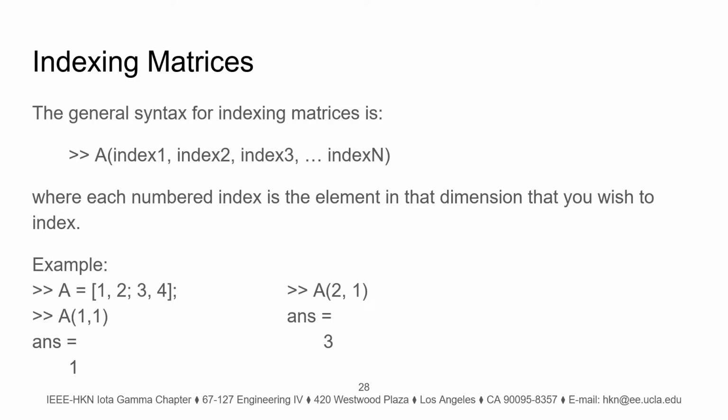General syntax for indexing matrices is A(index1, index2, index3, etc.) to index n, where each number indexed is the element in that dimension that you wish to index. For example, here we have A, 1, 2 in the first row, 3, 4 in the second row, so that when we call A(1,1), that results in the first row, first column, and you get the result of 1. On the other hand, if we do A(2,1), that calls the second row, first item, so that gives you 3.